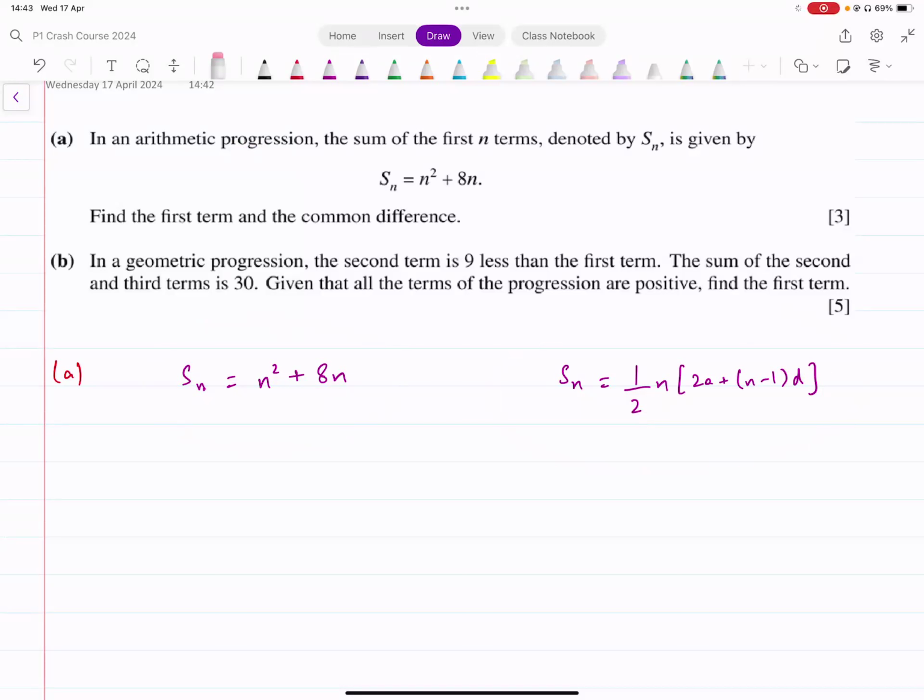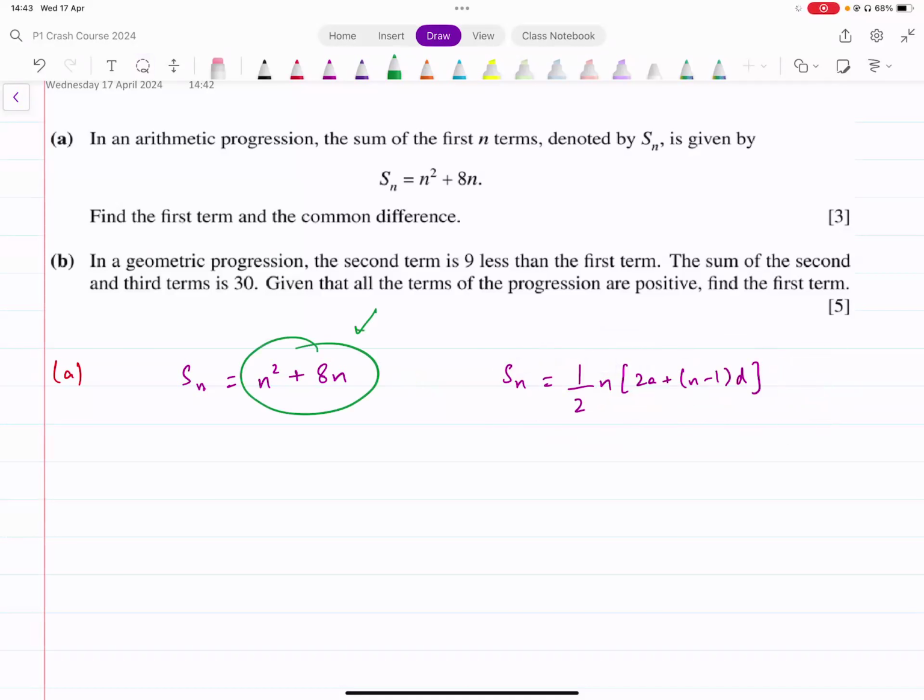What you can do now is, you can compare these two to figure out what the value of a should be and what the value of d should be. That's one way of doing this. They have given you one formula, you have your own formula as well. Just compare the two to find the value of a and the value of d. Now, how do you compare them? In order for you to be able to compare them, you need both of them to be in the same form.